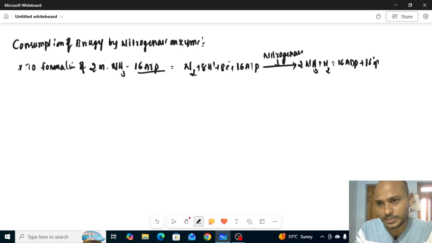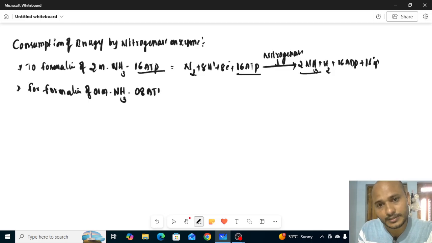So remember, to formation of 2 molecules of ammonia, there is a need of 16 ATP. And one more important point you need to remember, for formation of 1 molecule of ammonia, it requires only 8 ATP. So here, first one, if 2 molecules of ammonia get formed, 16 ATPs are required. For formation of 1 molecule of ammonia, 8 ATPs are required.